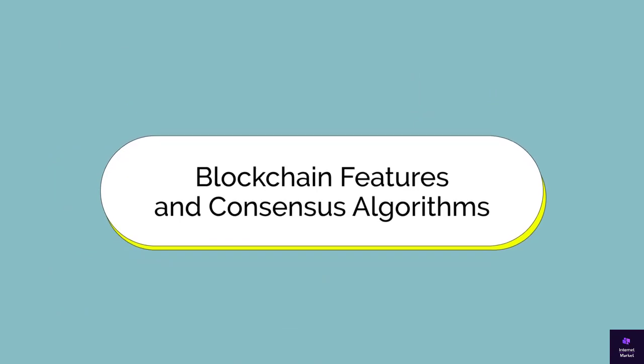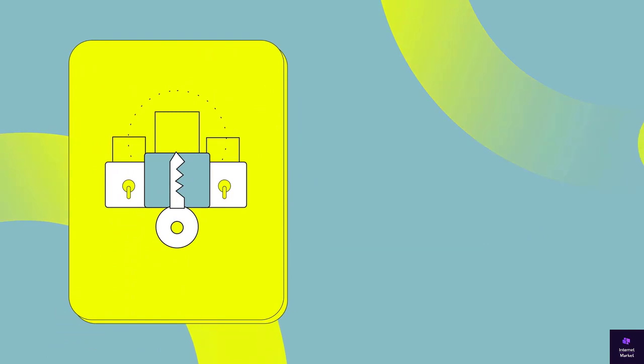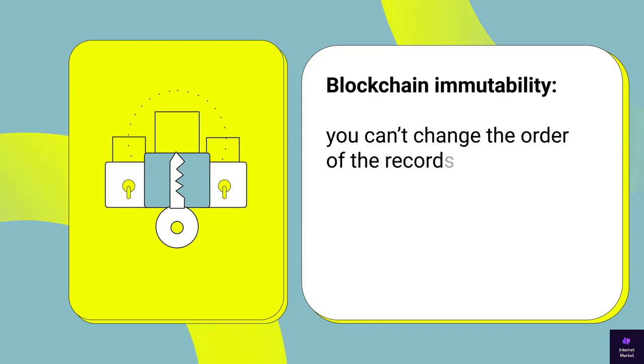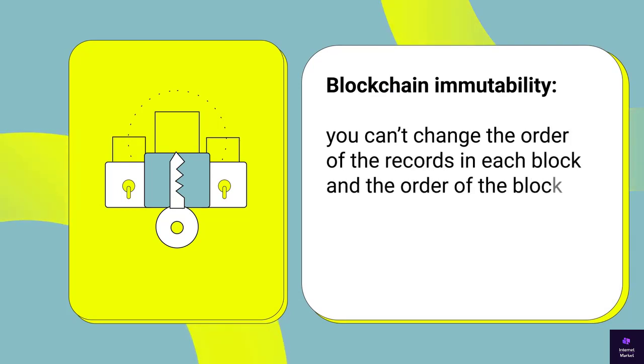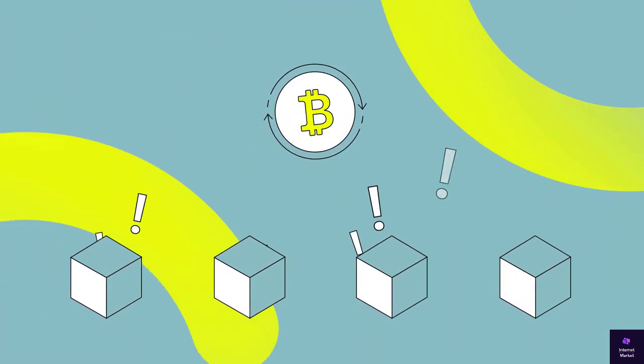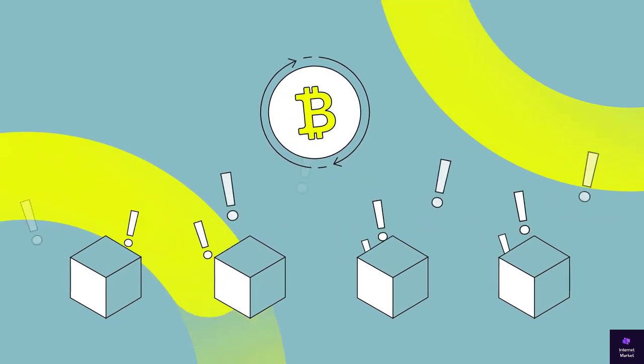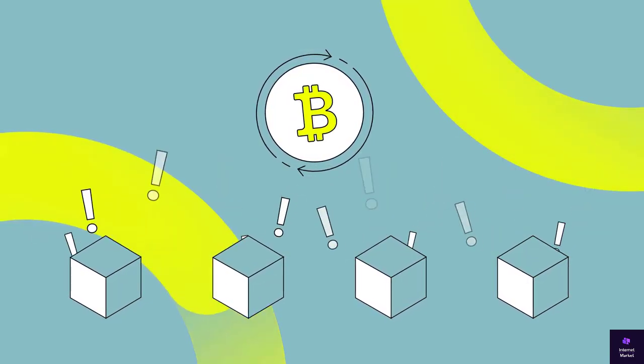Blockchain features and consensus algorithms. Blockchain has several features. The first and main feature is immutability. You can't change the order of the records in each block and the order of the blocks themselves in the blockchain. If information is added to the blockchain, it remains unchanged. That's why crypto transactions are irreversible.